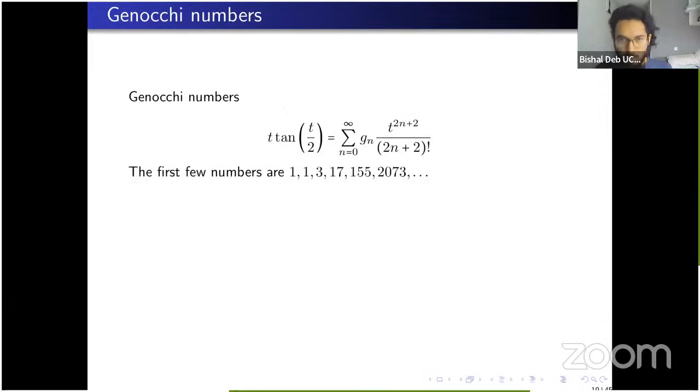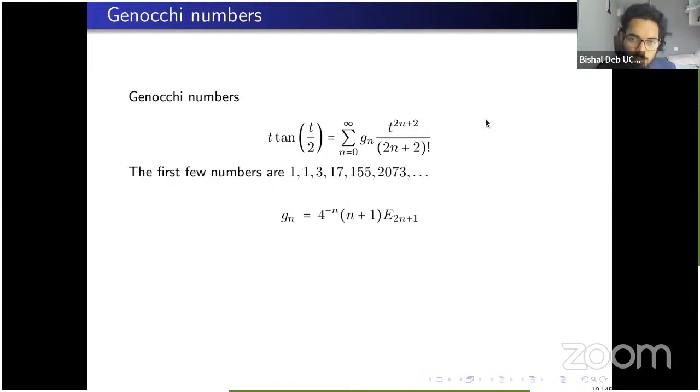Now let me define Genocchi numbers. We take the tangent function, tan of t over 2, and multiply it with tan, and do the series expansion. And these coefficients g sub n are Genocchi numbers. The conventions vary in different papers. In our work, we follow this convention. We want the sequence to start at 0, and we want the numbers to be positive. So it's 1, 1, 3, 17, 155, 2073, and so on.